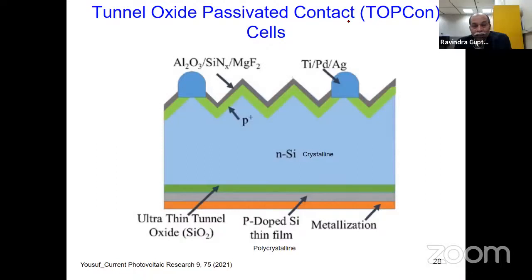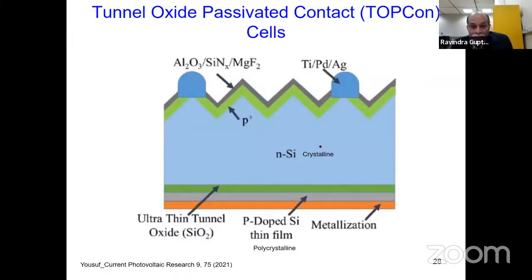So this is similar to your PERC cell, but here you have a little difference. This is the ultra thin tunnel oxide made of SiO2. It is very, very thin, on the p-doped silicon. This is the polycrystalline silicon, and then we have the aluminum. And then this is the N-type polycrystalline material.